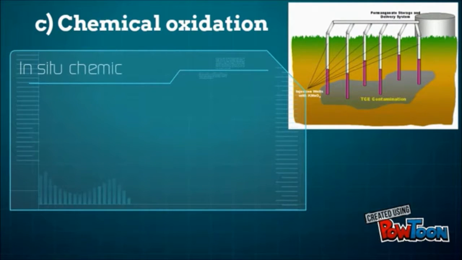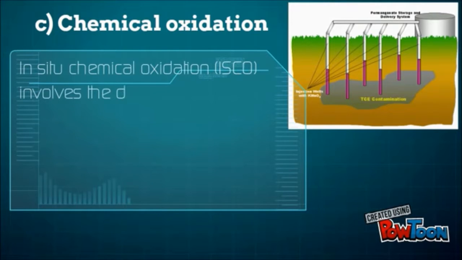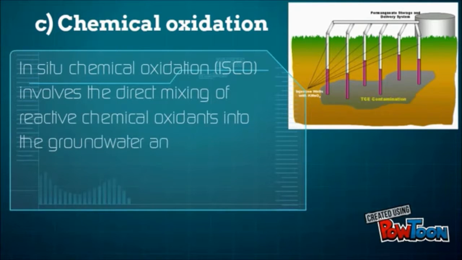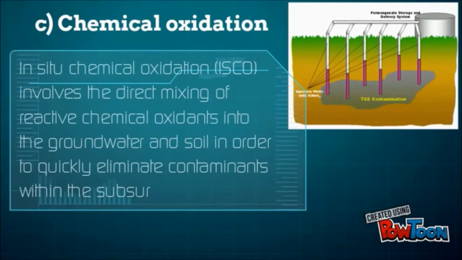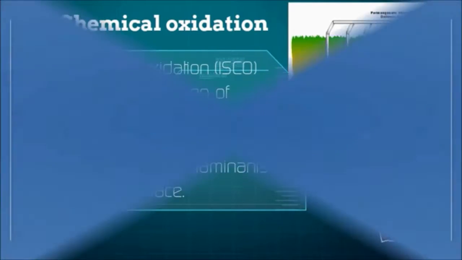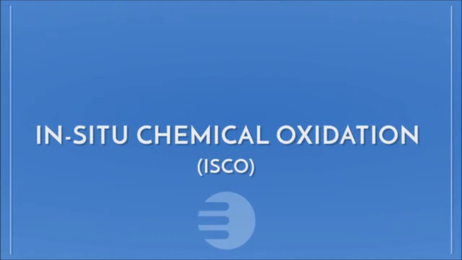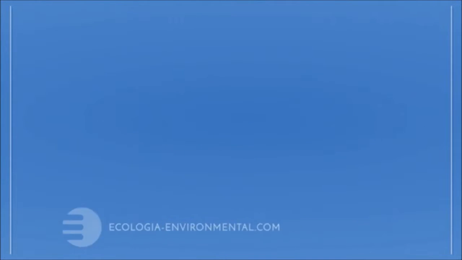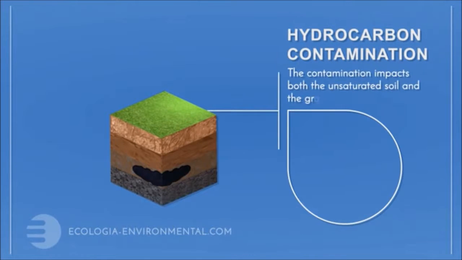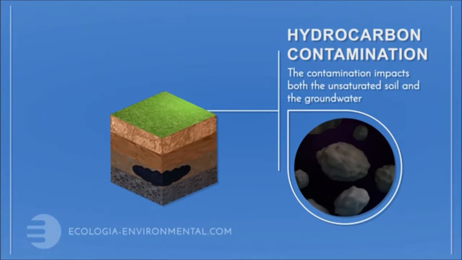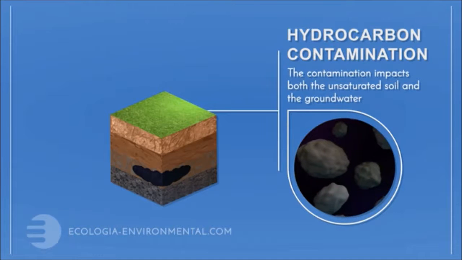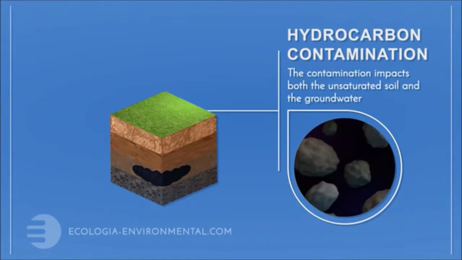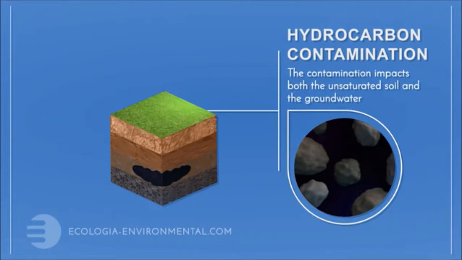In situ chemical oxidation involves the direct mixing of reactive chemical oxidants into the groundwater and soil in order to quickly eliminate contaminants within the subsurface. Ecologia can employ specialized in situ oxidation technology, which can be used for contamination both above and below the water table. When applied correctly, this can be effective against most types of organic contaminant.